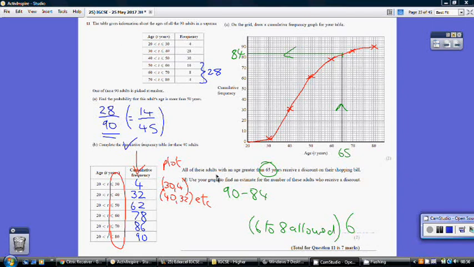Now for part D, use a graph to find an estimate of the number of these adults who received a discount. So these are the adults with an age greater than 65 years old. So here's the age, here's 65, halfway between 60 and 70. Take a reading off your graph, and I'm getting 84. So the number who are greater than 65 is these here between 84 and 90. So 90 take away 84, which is 6. Now the mark scheme does allow a little bit of leeway here, given your hand-drawn curve. So answers between 6 and 8 were allowed.